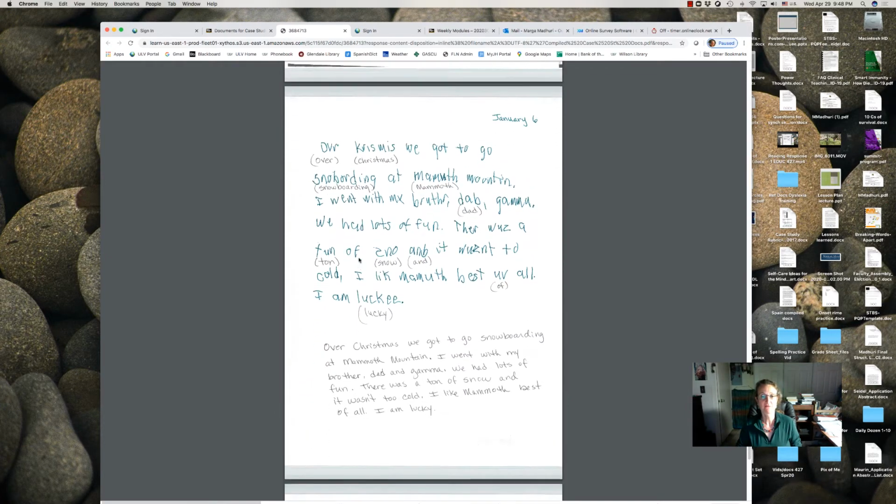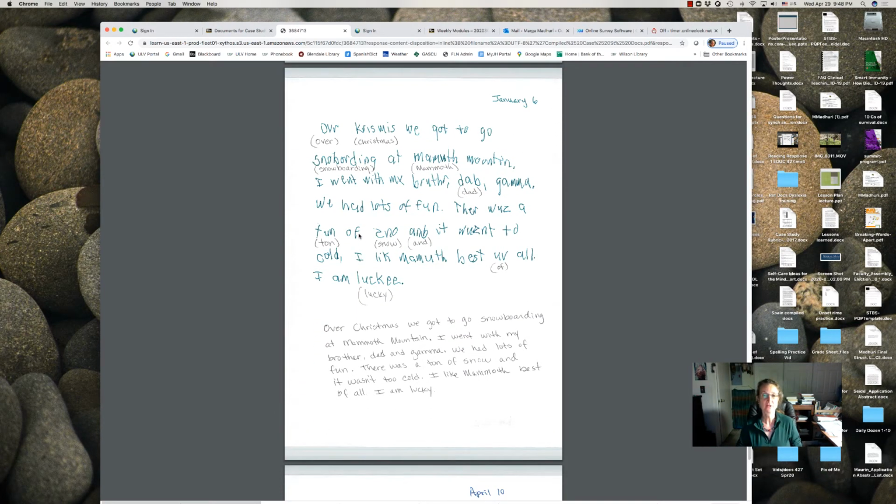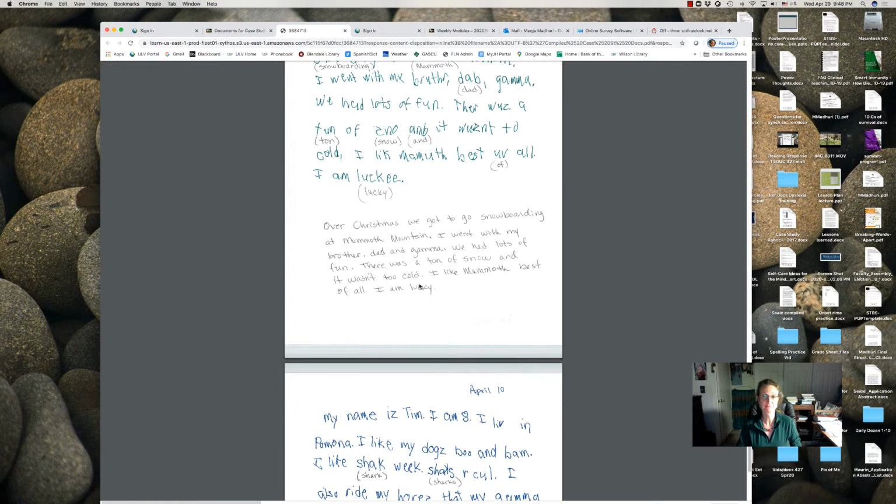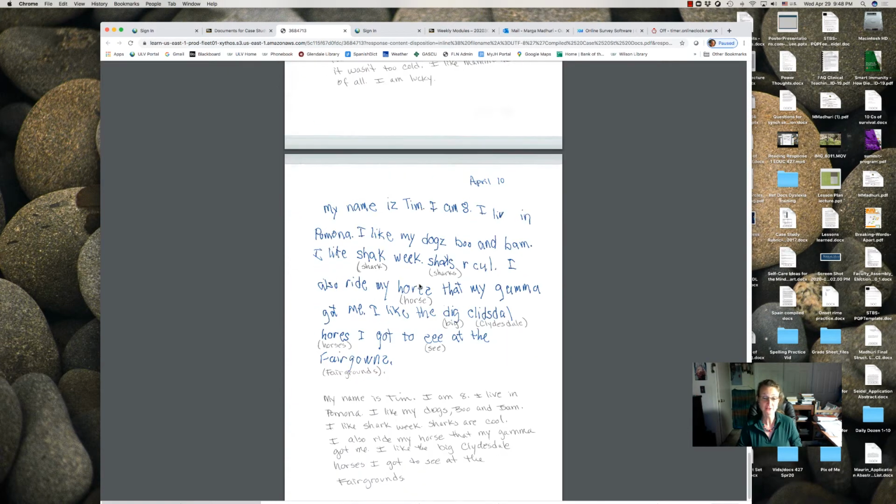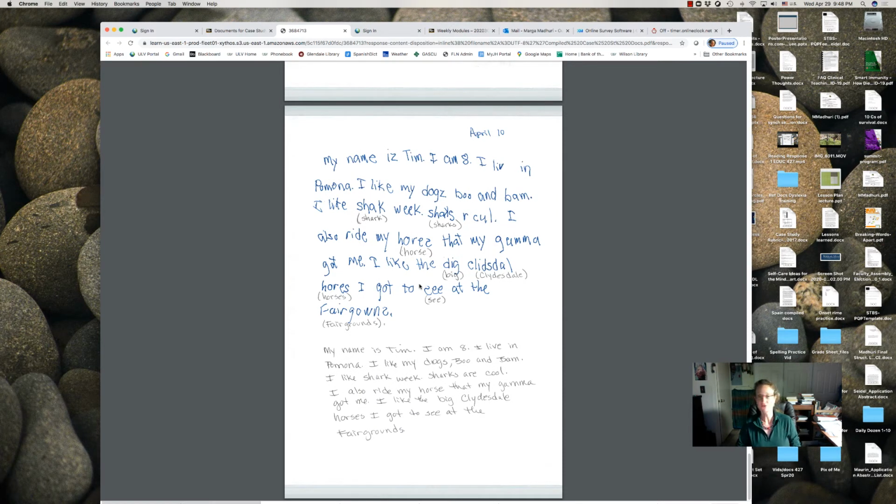Finally, we have 2 writing samples. Here's what the child wrote, and then here's a transcription of it. Sorry, my writing isn't a whole lot better. But identify strengths and needs based on his writing.